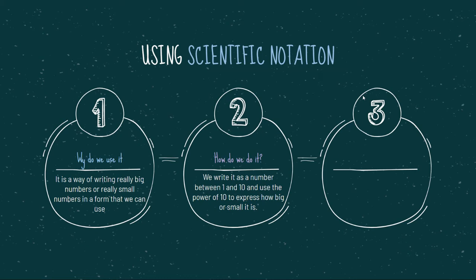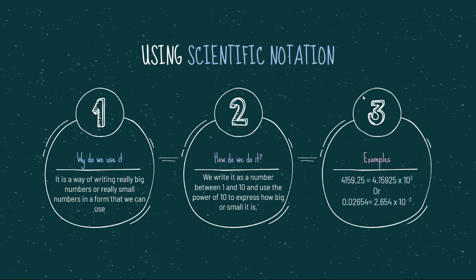So there's more to the story on what we do with scientific notation, and that is called using the power of 10 to express how big or small it is. Every single time you use scientific notation, you create a number that's between 1 and 10. Then, by using the power of 10, which I'll show you what that looks like, you express if it's a really big number or a really small number. So in your notes, here are some examples.